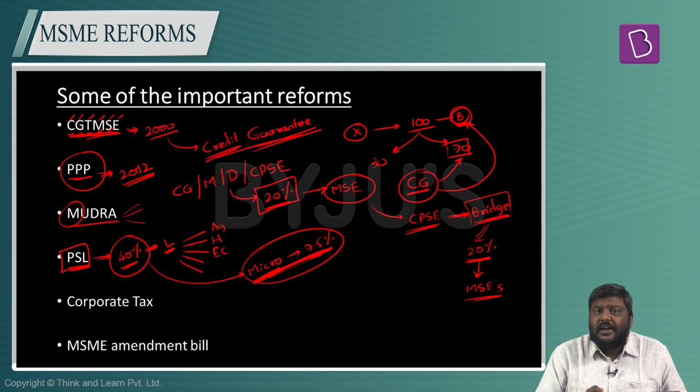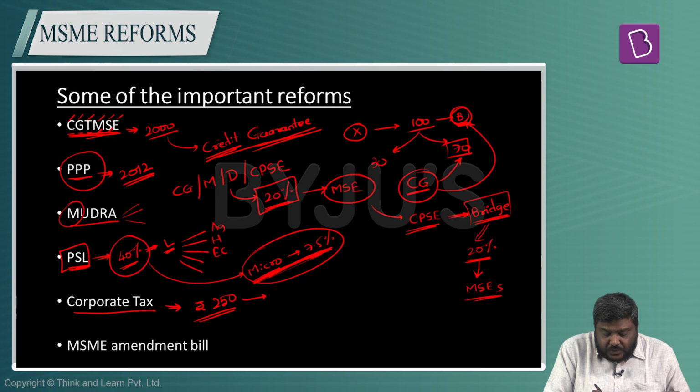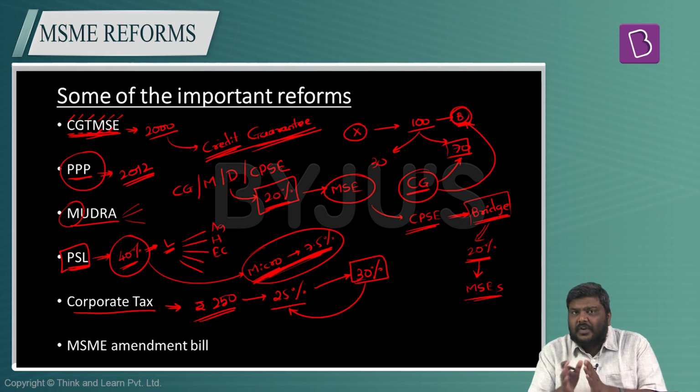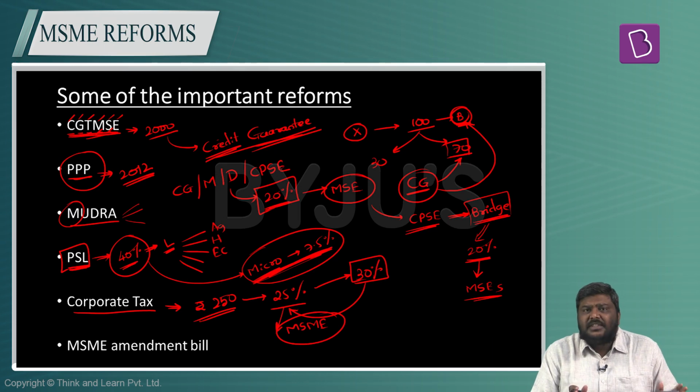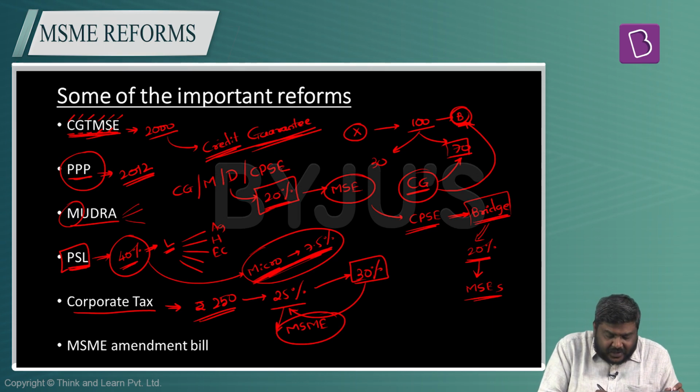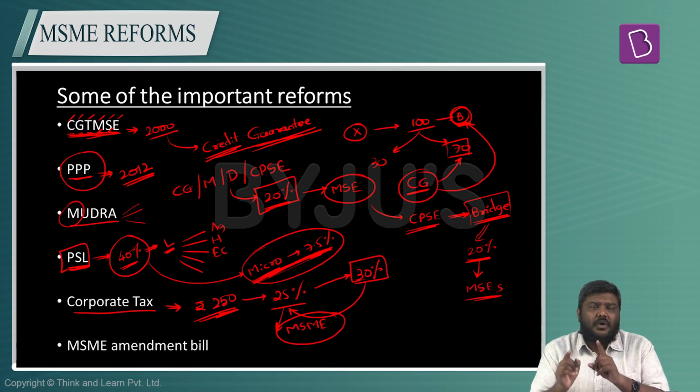Very recently, Government of India has announced that the corporate tax for all those enterprises which are making a revenue of up to 250 crore rupees will be reduced to 25%, which was earlier 30%. This reduction in the corporate tax from 30% to 25% is going to benefit the MSME sector, because the majority of the MSMEs will be able to meet this criteria, as a result of which they will end up paying lesser corporate tax to Government of India.